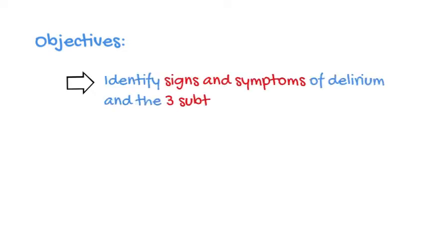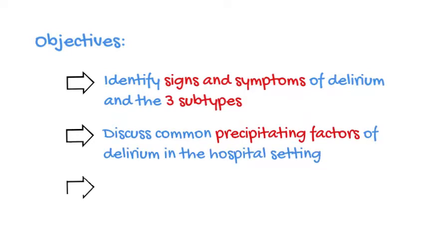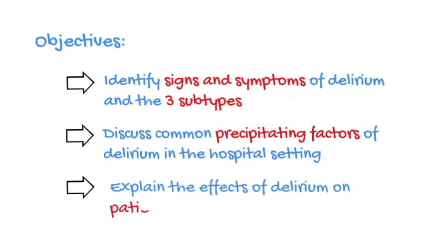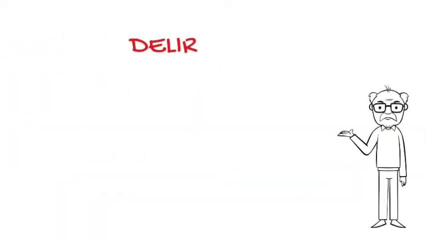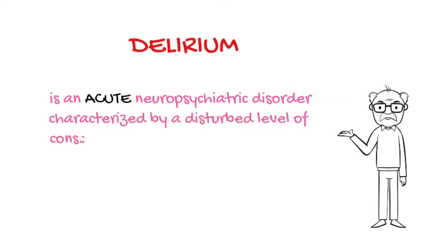By the end of this presentation, you should be able to identify signs and symptoms of delirium and the 3 subtypes, discuss common precipitating factors of delirium in the hospital setting, and explain the effects of delirium on patient outcomes in critically ill patients.